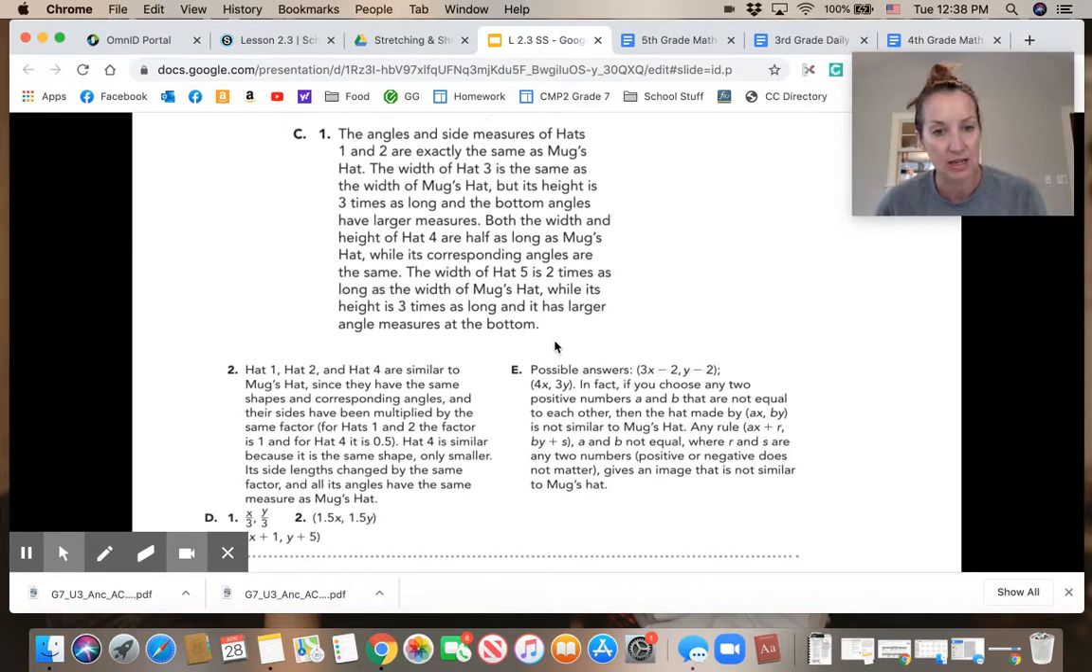In question D, it said X over 3, Y over 3. You may have said 1/3 X and 1/3 Y, or 0.3 repeating X and 0.3 repeating Y. D2 was 1.5 times X and 1.5 times Y, and D3 was X plus 1 and Y plus 5. In question E, you could have many different answers here. They chose 3X minus 2 and Y minus 2, or you could have chosen 4X and 3Y. Any two positive numbers for A and B, for X and Y, that are not equal to each other would work.